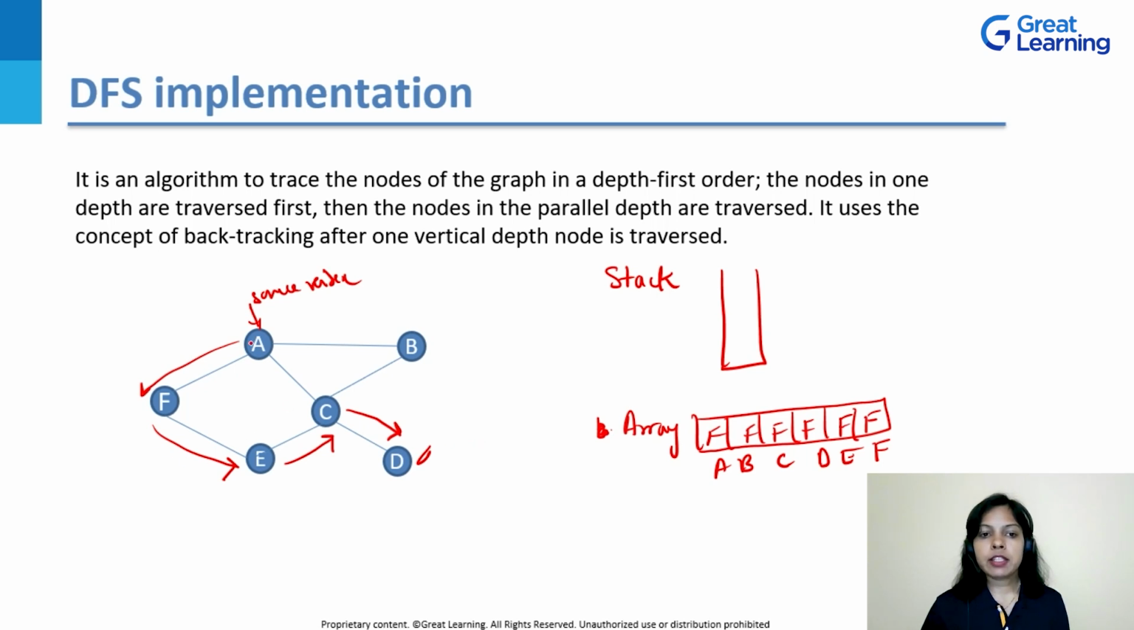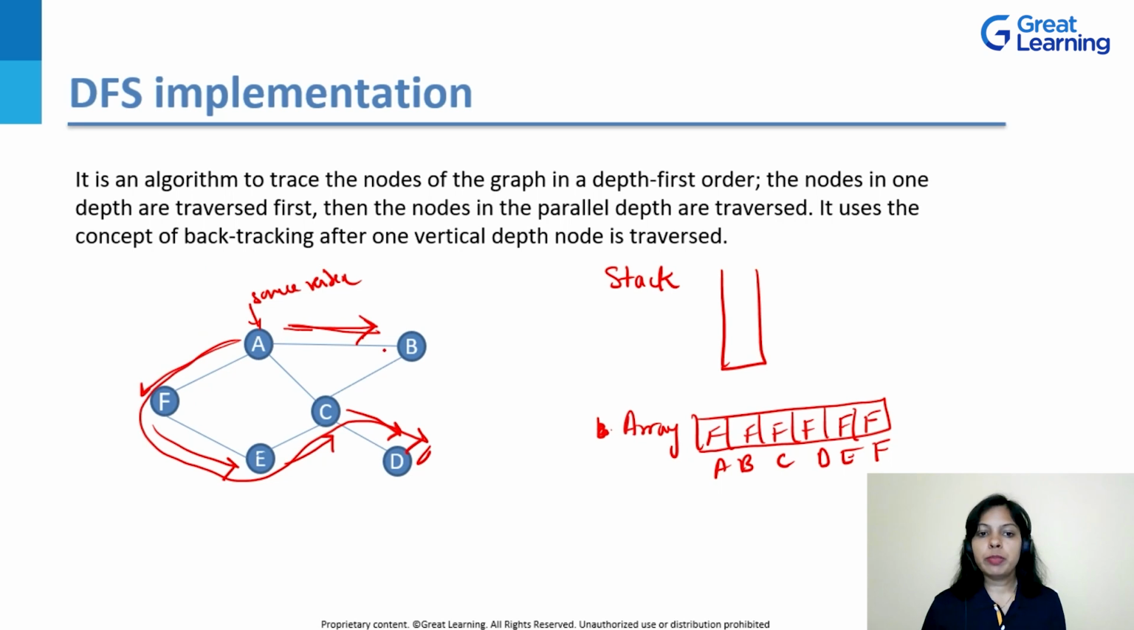Now it will backtrack itself till A, and then it will go to the next depth. That is, C is already traversed, so it won't go to C. So it will go to B. That is your next depth. So this is one depth: one line vertically down till the end of the graph, and then backtracking to the first vertex, and again going to the next depth. So this is what depth first search is about.